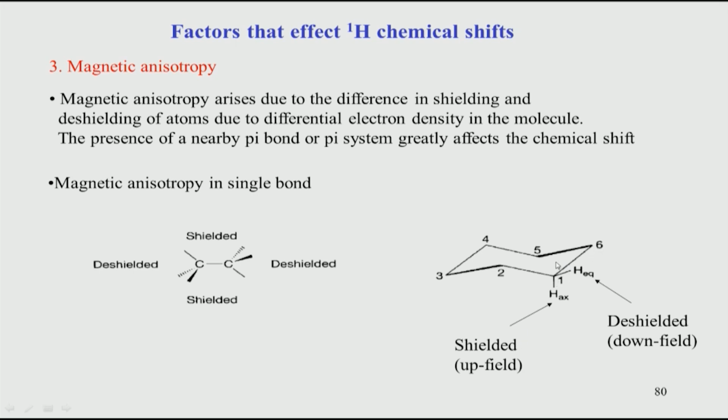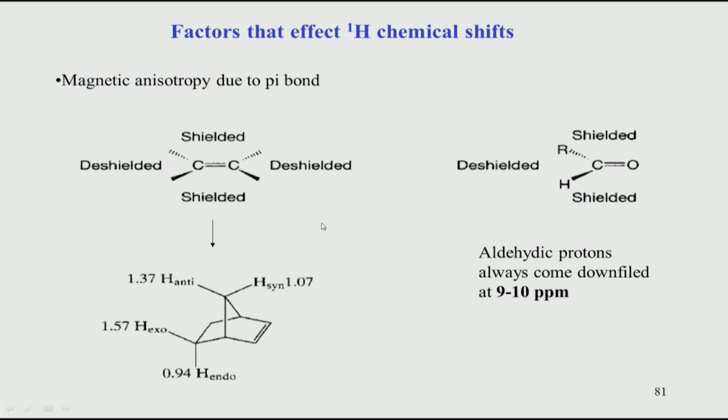That means the two hydrogens attached to the same carbon atom do not have the same chemical shift value. One, the equatorial, is deshielded, whereas the axial is shielded, upfield shifted. So, this is how magnetic anisotropy affects the chemical shift values of hydrogen atoms. Here are some more examples of the anisotropy effect.